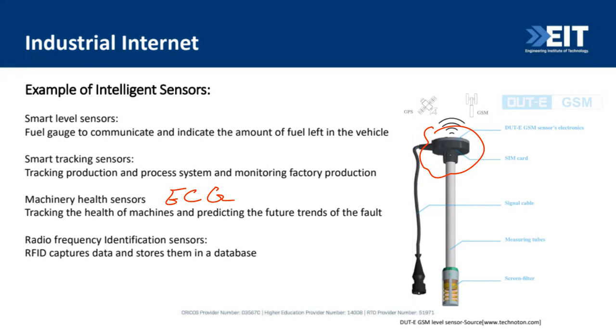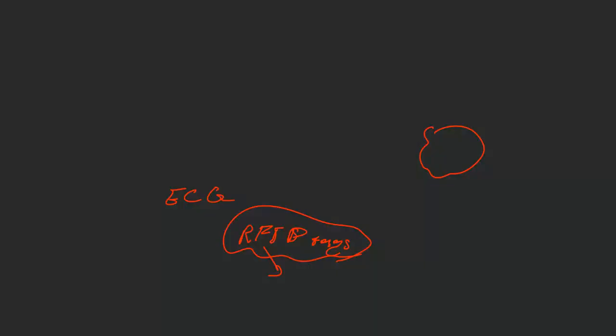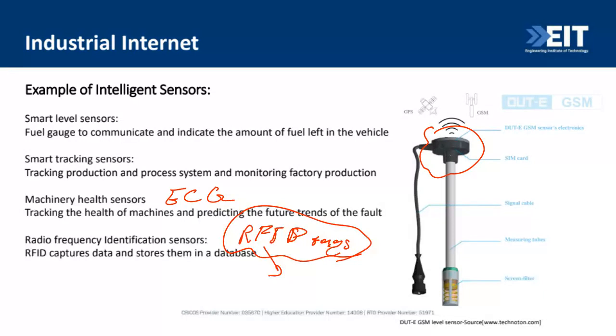Another type of smart sensor, which is very famous and which you can find in lots of manufacturing industries, plants, and the oil and gas industry, is the radio frequency identification sensor, or as we call it, RFID tags. You can find it in shops as well. Some shops, rather than having barcodes, have RFID tags. This RFID tag works based on radio waves. We are talking about that in a case study at the end of this session, which is very interesting.